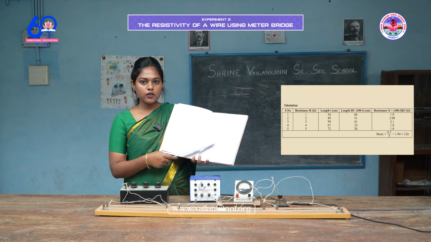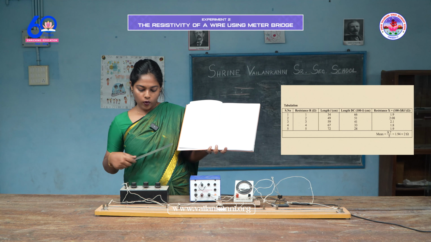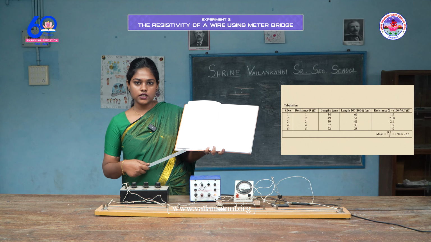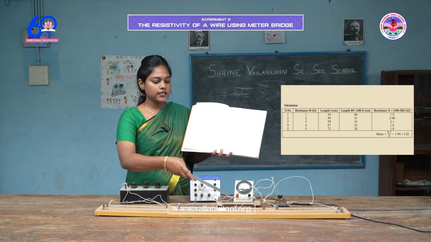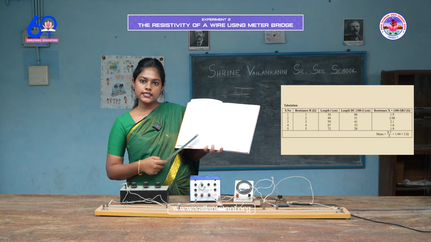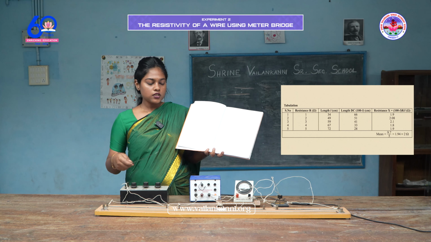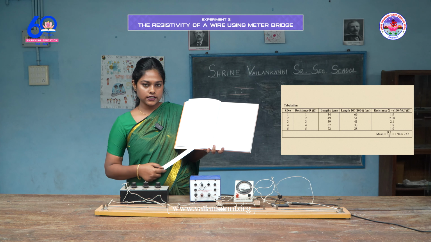So this is the formula that we apply in the tabular column. First, the resistance in ohms: 1, 2, 3, which we change in order. Next we have the length L, the length at which we have seen the null deflection in the meter bridge. Next we have the length 100 minus L. 100 is the whole range, so we subtract the length that we have taken from 100. So this is the third column.